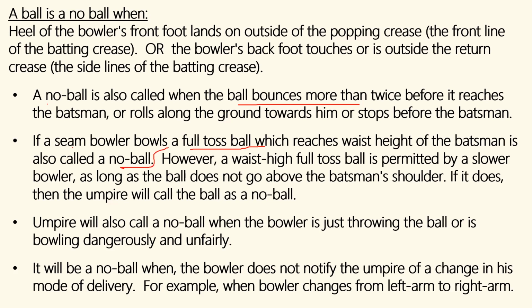However, a waist high full toss ball is permitted by a slow bowler, as long as the ball does not go above the batsman's shoulder. If the ball goes above the shoulder of the batsman, then the umpire will call that ball a no ball. Umpire will also call a no ball when the bowler just throws the ball at the batsman and is not following the legal action, or is bowling dangerously or unfairly.